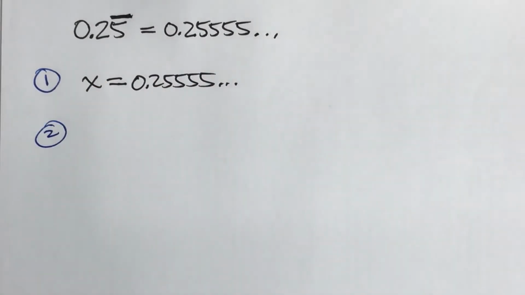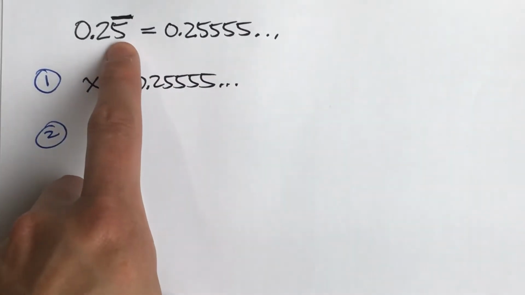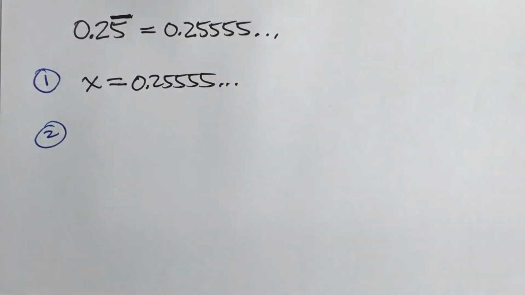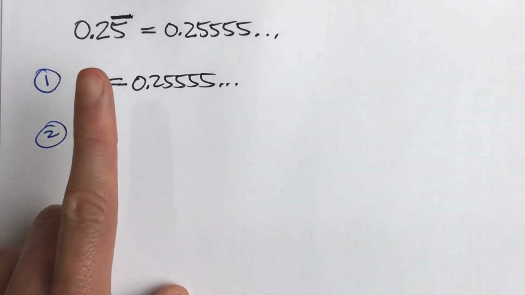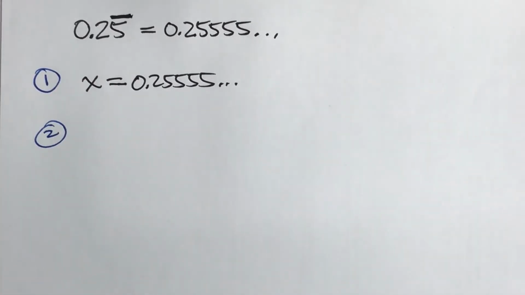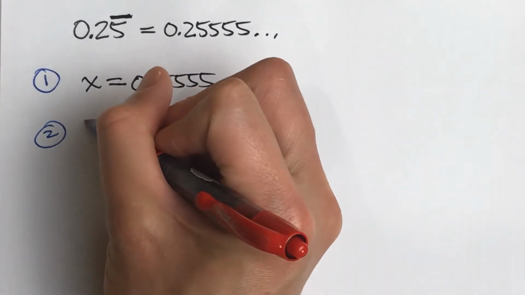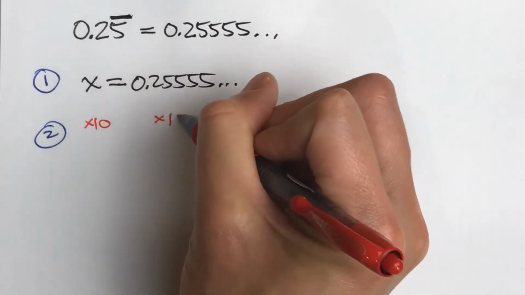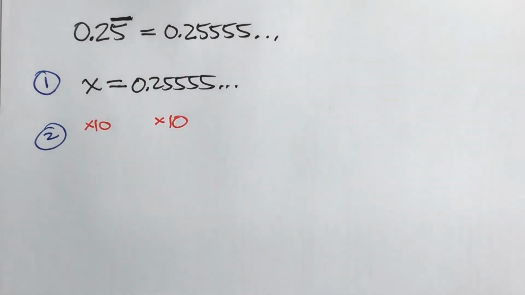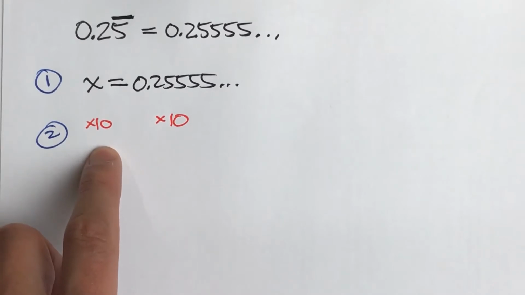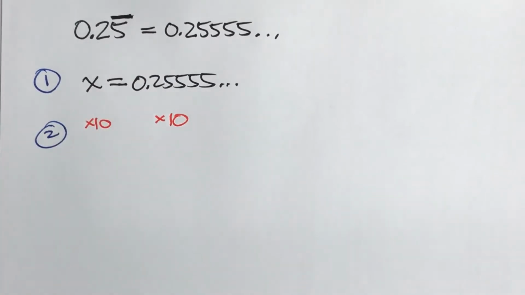Step 2. Now, we are going to count how many digits are repeating. In this case, just the 5 is repeating, so there's only one digit repeating. Whenever one digit repeats, we are going to multiply both sides of this equation we wrote by 10. Why 10? You're going to find out in a little bit. If 2 digits were repeating, we'd multiply both sides by 100. If 3 digits were repeating, we'd multiply by 1,000. Now you're probably thinking, why are we going to do that?